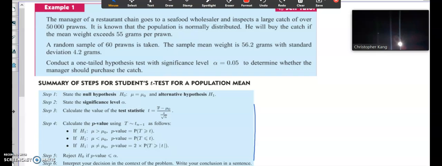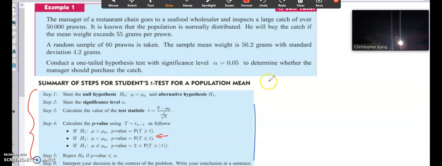Now, let's actually perform a t-test on whether we should buy these prawns or not using this handy-dandy summary. This summary is what you're always going to do to perform a t-test. Now, this part is going to be up to you on what you're interested in, right? The alternative hypothesis, right? So, in this case, again, I'm buying prawns. There's 50,000 of them to buy, right? We're told that we need the mean weight of the prawns to be more than 55 grams.